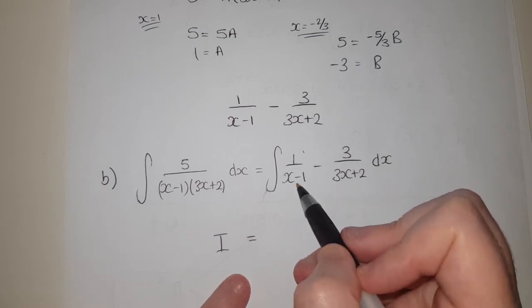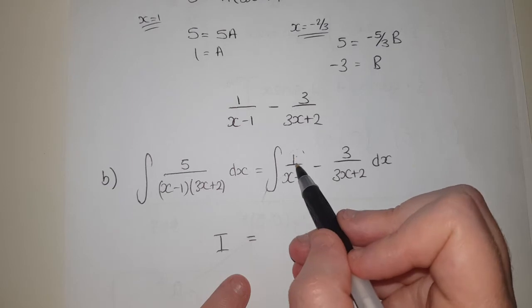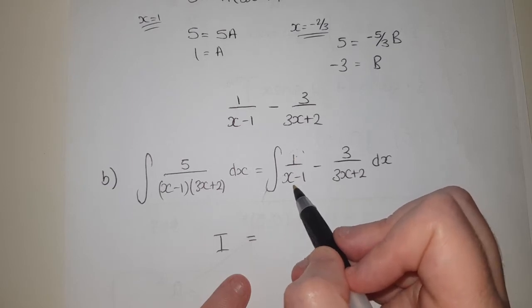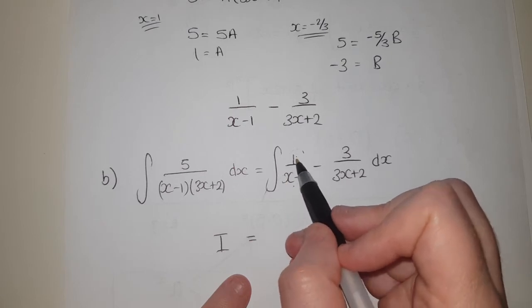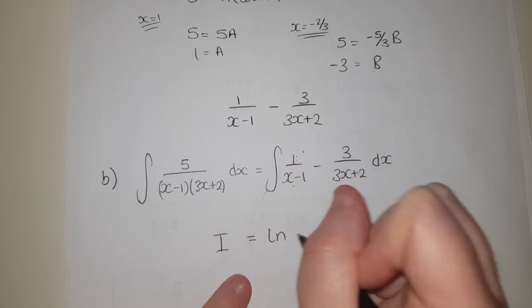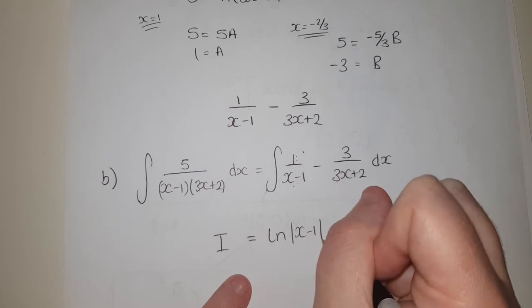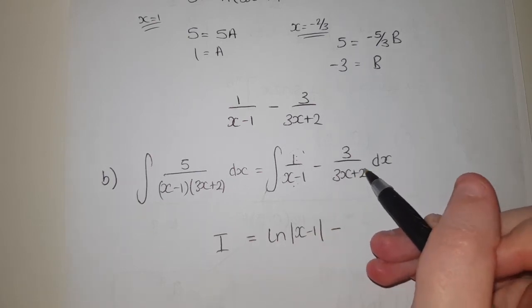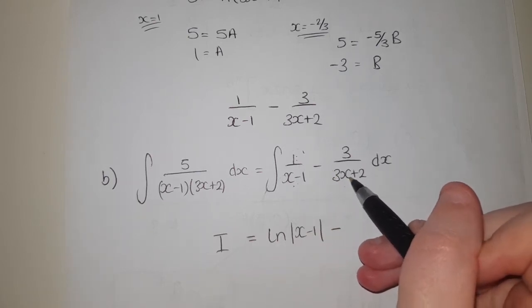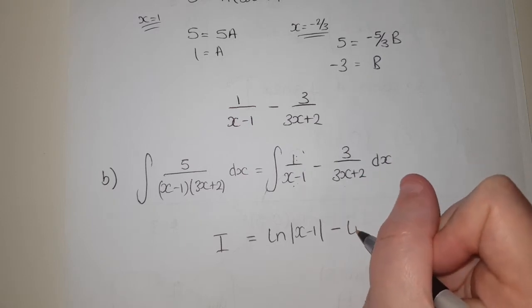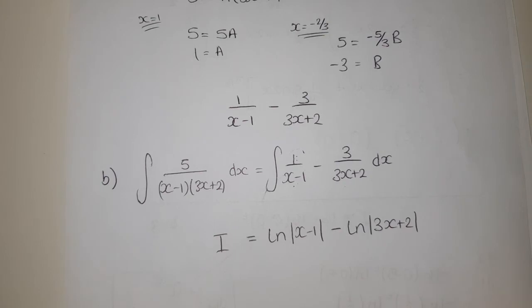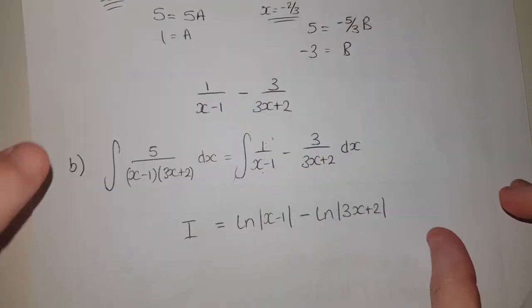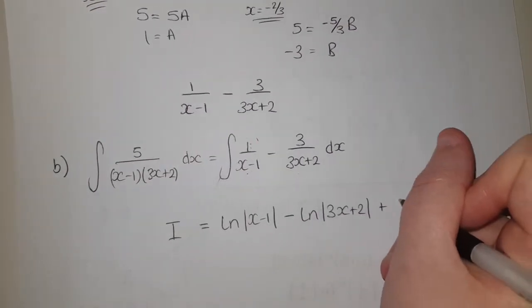Remember, whenever you've got a fraction, if the top is the differential of the bottom, then you've just got logs. Okay, so if I differentiate this, I get 1, which is what I've got on the top, so I've just got ln of x minus 1. On the second one, if I differentiate 3x plus 2, I just get 3, which is the top, so I just get minus ln of 3x plus 2. I don't need any multiples in there anywhere, because I get exactly what I need. And then I've got plus c.